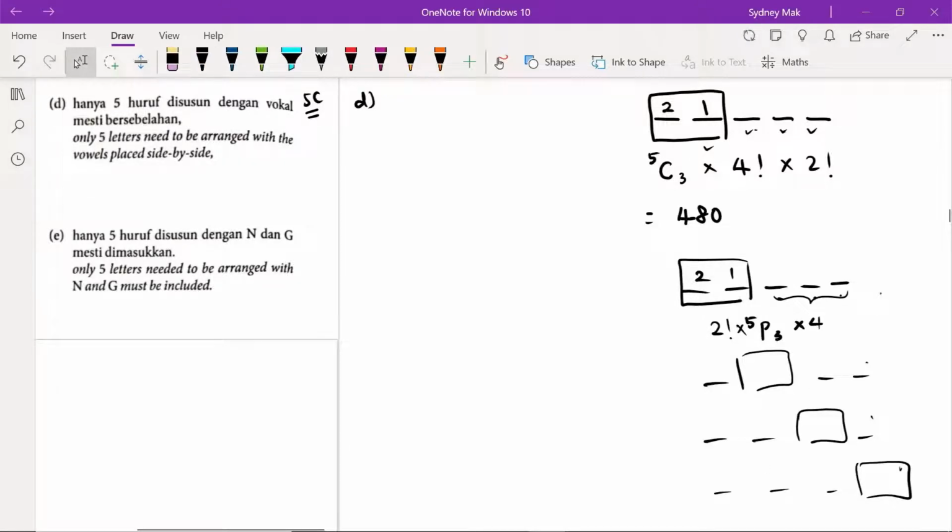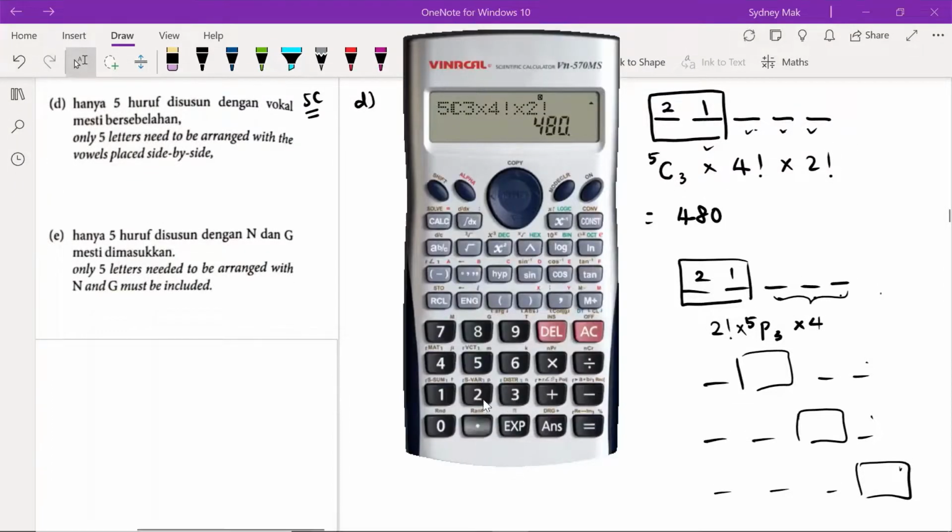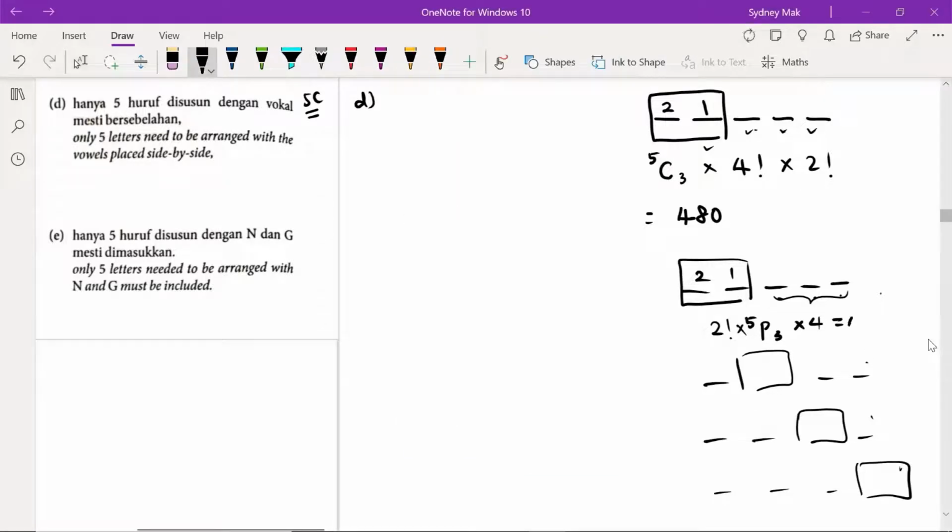So let's check using the calculator. That will be 2 factorial, which is 2, times 5P3, and then times 4. So we got 480 as well. 480. So this is the first way that we can use.